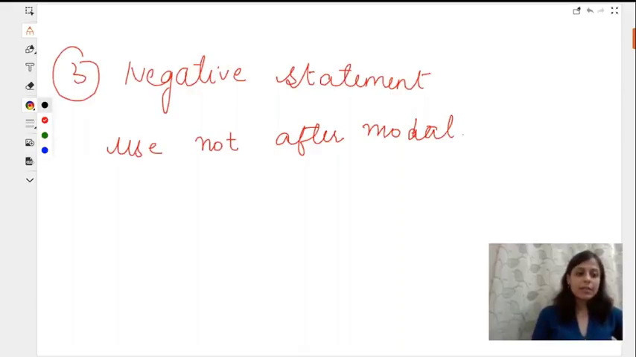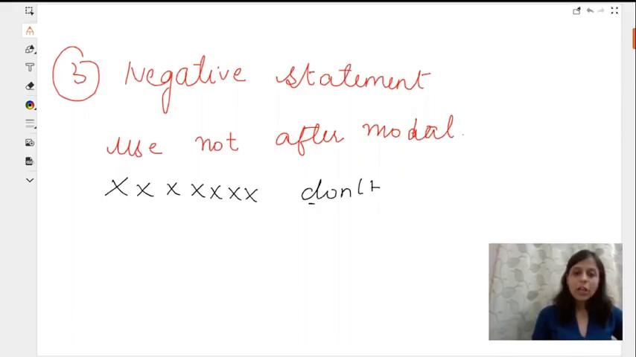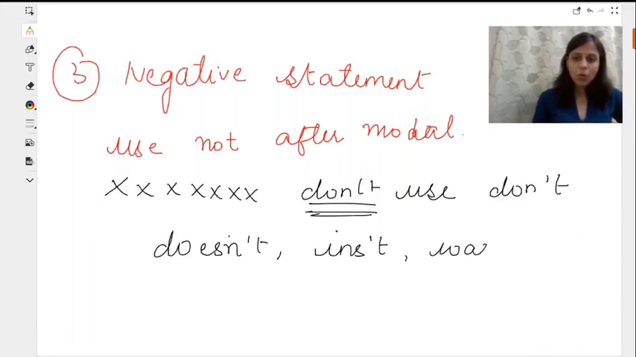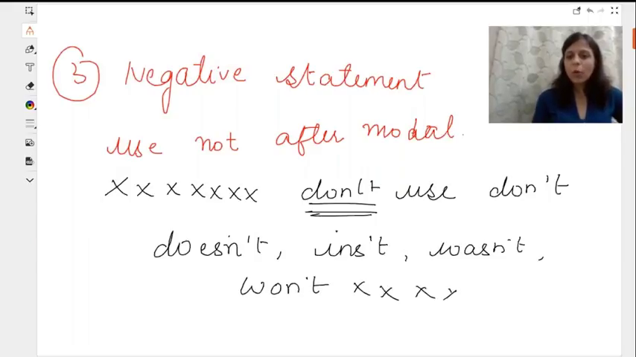What I mean by this is, please don't use words like "don't," right? Don't use "doesn't," don't use "isn't." That's the basic. We make a lot of mistakes. Don't use the word "wasn't." Don't use the word "won't." So don't do that, right? So this is a big no-no, right?